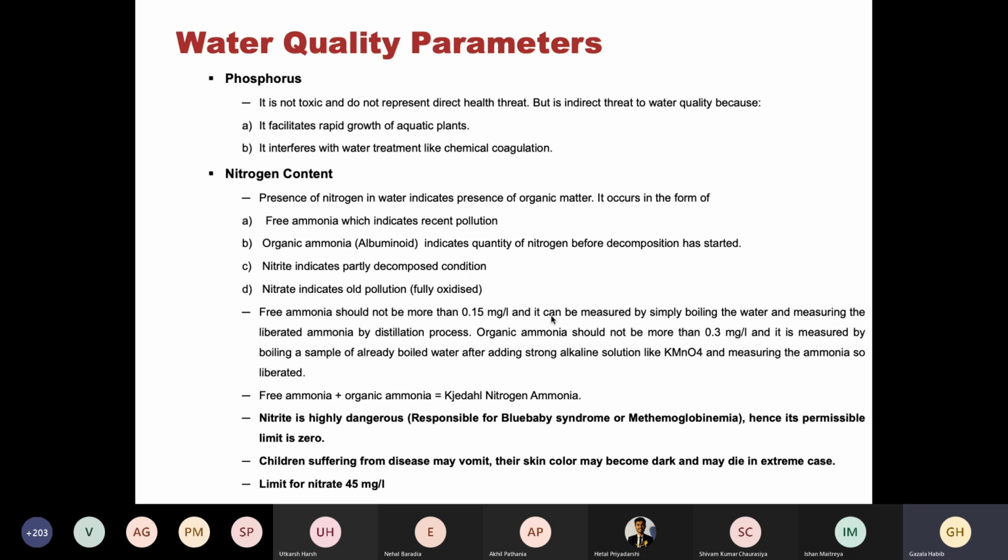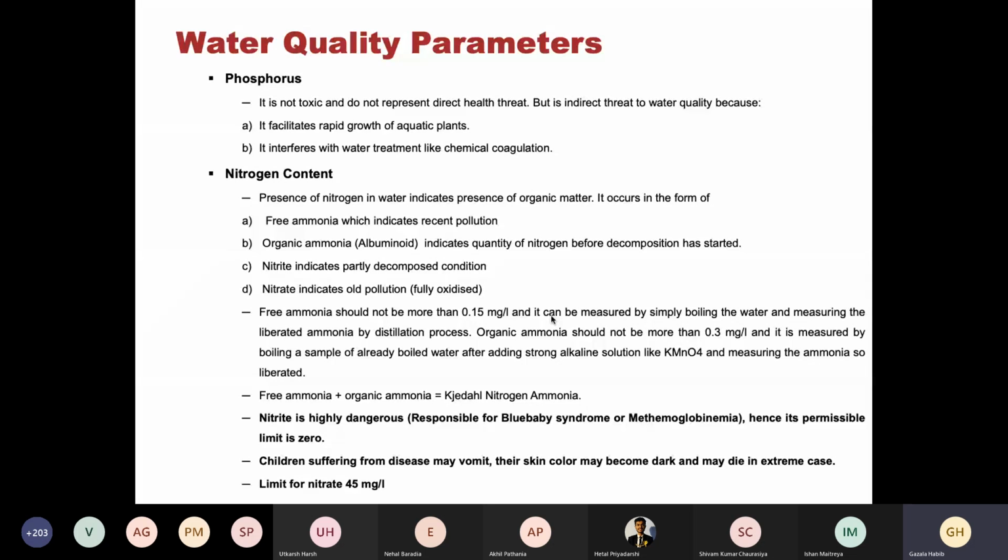Okay. Potassium permanganate, and measuring the ammonia so liberated. So in this case, the organic ammonia is converted to ammonia by using a very strong oxidant, which is potassium permanganate, and then the ammonia which is liberated during the boiling of water is again measured with the same process, which is the distillation process. I am not teaching the distillation process. If you would like to know about it, let me know. I will add some of the points related to this process.